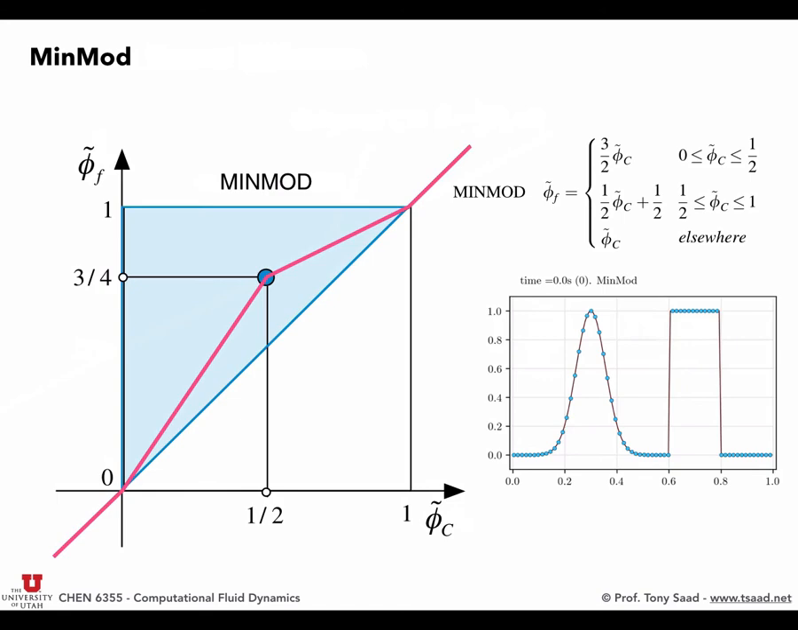The practical way of implementing them is you first compute phi tilde c. Then based on phi tilde c, you compute phi tilde f, and then you extract phi f from the definition of phi tilde f. Phi tilde f is phi f minus phi u over phi d minus phi u. You have phi d, phi u, phi c, all of these values, so you just extract phi f out of that. So now let's see how this looks.